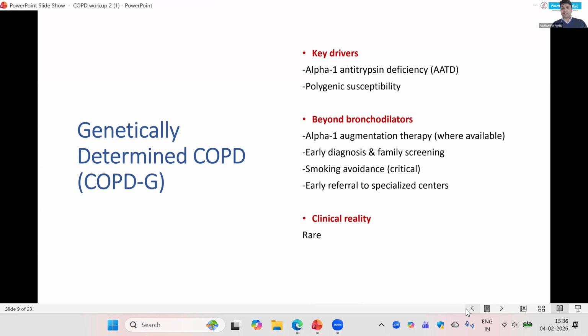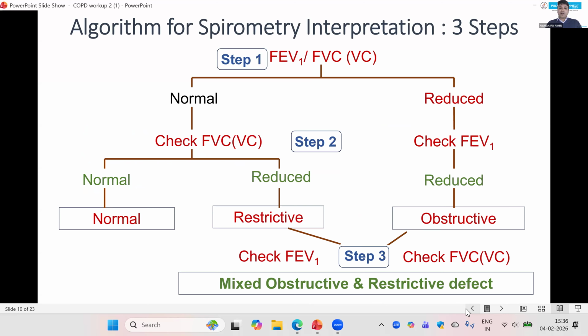So this is one of the most important slides for the postgraduate students to understand how to interpret a PFT. So the first step is to check the FEV1 by FVC ratio. If that is normal, you check FVC. If that is normal, then the patient is normal. Then if FVC is reduced in step 2, you can label the patient as having restrictive lung disease. If the FEV1 is reduced, then there is an obstructive lung disease.